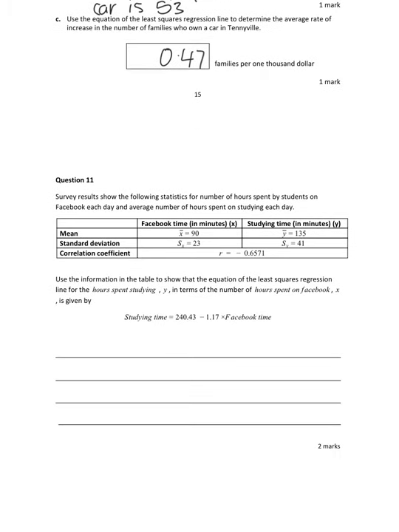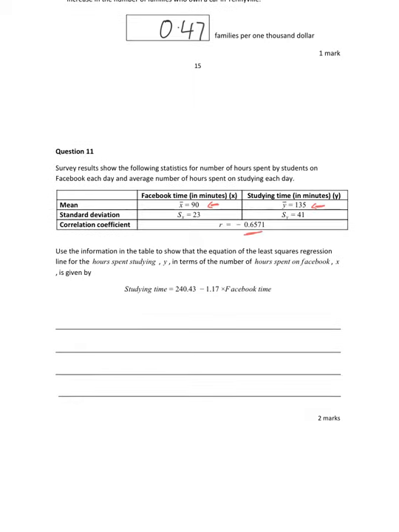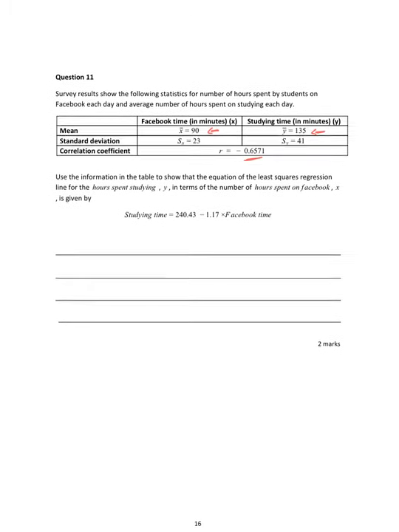All right, next question. Question 11. A survey results show the following statistics for the number of hours spent by students on Facebook each day, and average number of hours spent studying each day. So we've got statistics such as the mean and standard deviation. The average number of minutes students will be on Facebook is 90 minutes. The average minutes of studying is 135, sorry. And then we've got some standard deviations and the correlation coefficient. So you can expect with these values, it's going to want us to get the regression line.